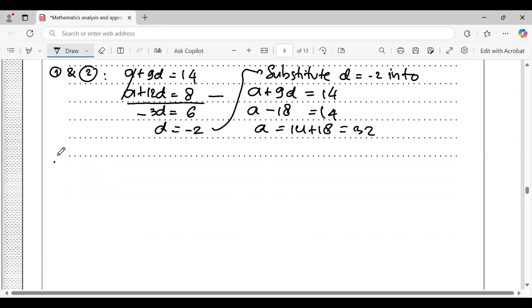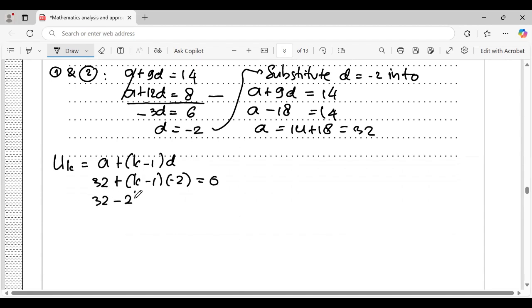According to the information, the statement that Uk equals 0, Uk equals A plus k minus 1 times D. 32 plus k minus 1 times minus 2 equals 0. 32 minus 2k plus 2 equals 0. 32 plus 2 equals 34. Minus 2k plus 34 equals 0, so 2k equals 34, and k equals 34 divided by 2, equals 17. This is k.